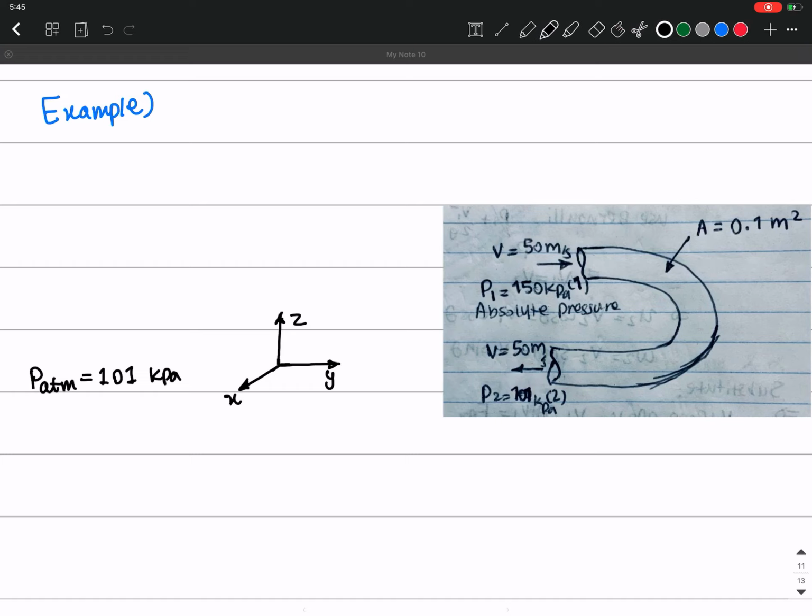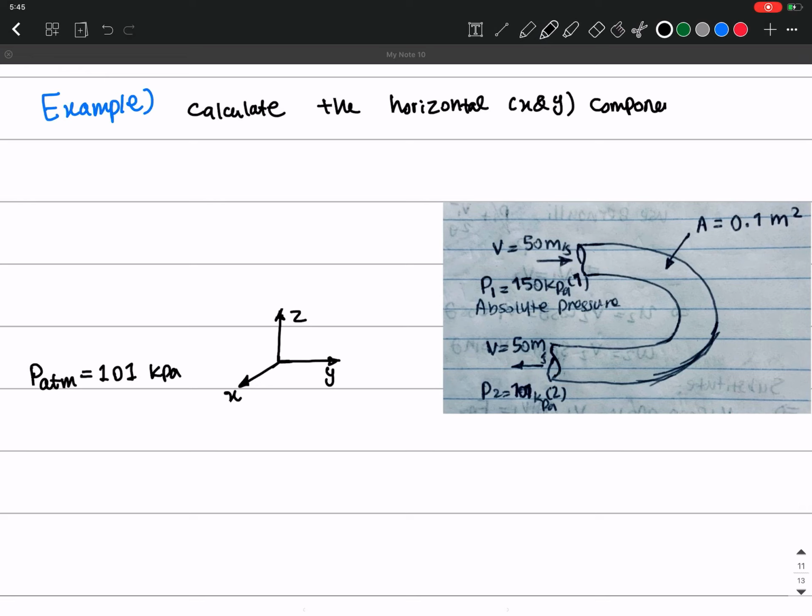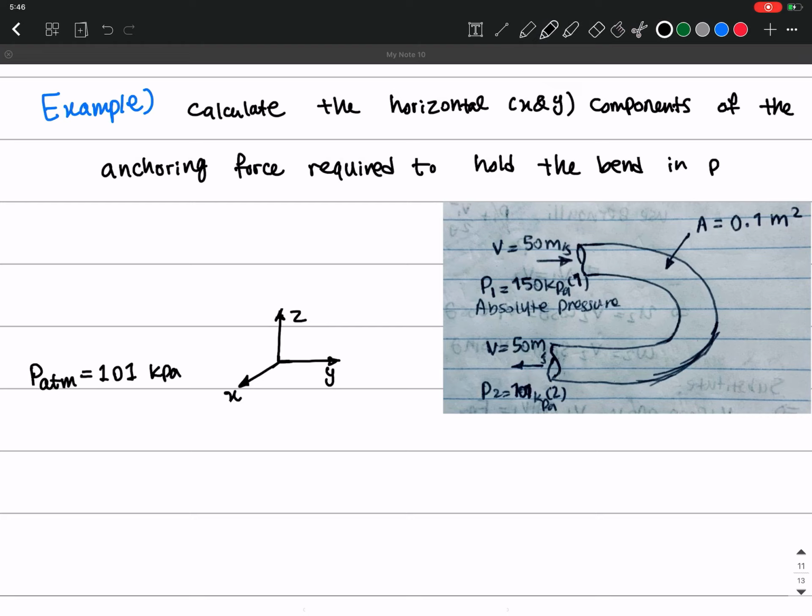So we have this bend here, and the question asks us to calculate the horizontal components, which is in the x and y direction in this plane, of the anchoring forces, or anchoring force, required to hold the bend in place.